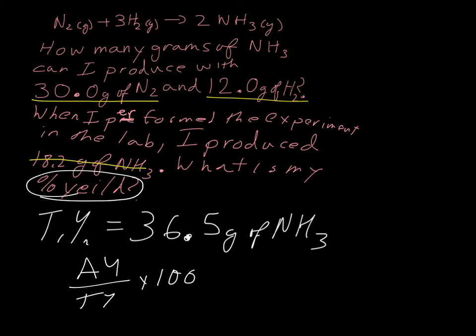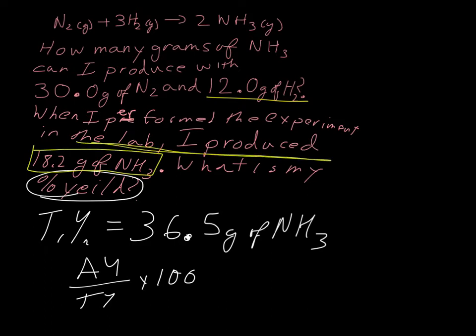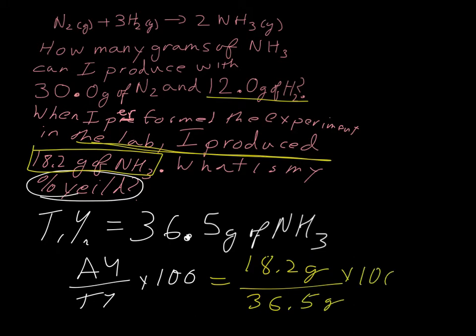Now we have to locate that actual yield. Remember that number I told you to forget about? It is forgotten no more. It may return to the realm of acceptable numbers once again. So we can now remember the existence of that 18.2 grams of ammonia that I actually produced in the laboratory. When I performed the experiment, I produced 18.2 grams. I should have been able to produce 36.5 grams.